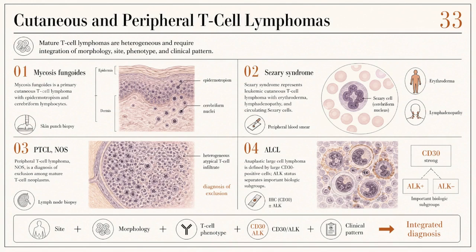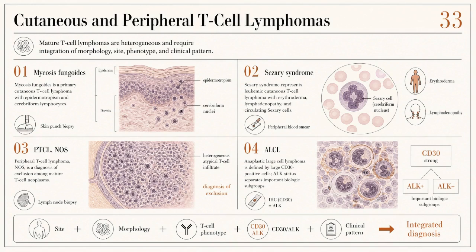Anaplastic large cell lymphoma, ALCL, is another critical peripheral T-cell lymphoma subtype, distinguished by strong expression of CD30 and, in many cases, rearrangements involving the ALK gene. ALK positivity, detected by immunohistochemistry or molecular methods, is more common in younger patients and correlates with a more favorable prognosis. ALCL cells are large and pleomorphic, often exhibiting hallmark horseshoe-shaped nuclei.